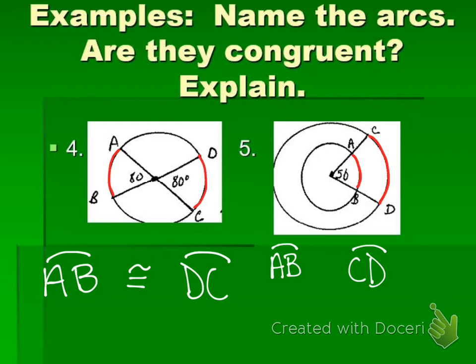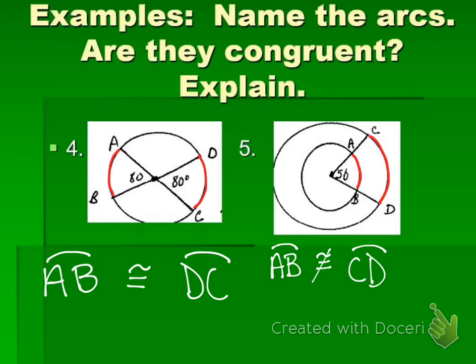Our arcs on number 5 could be called AB and CD. And then we have to decide if they are congruent or not. Jordan. So they do have the same measure, but they don't come from circles with the same radius. So are they congruent? No.